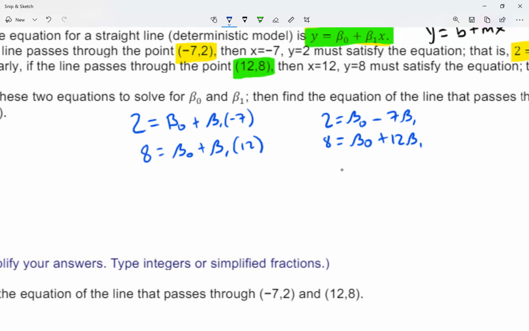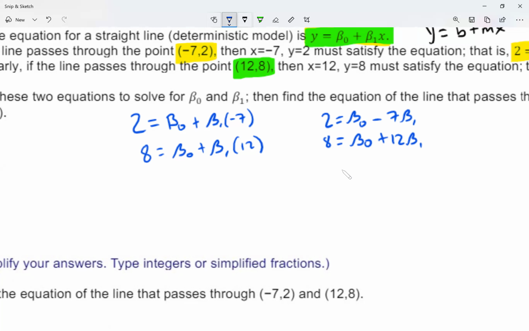When I look at my beta 1s, negative 7 plus 12 is not 0. They don't cancel out. Okay. Then I remember back in elimination, when you guys were in algebra, we said if they don't cancel out, you can multiply one of your equations. You can multiply everything by the same number. So I'm going to think of a number that I'm going to multiply everything by.